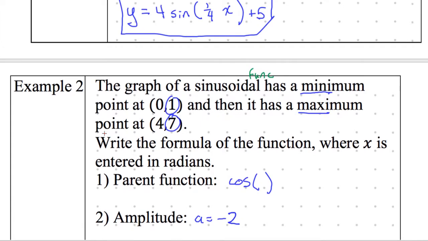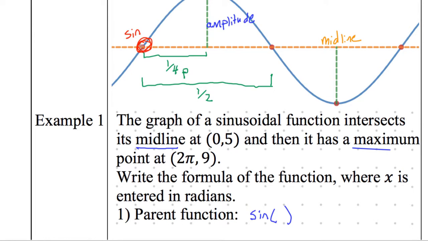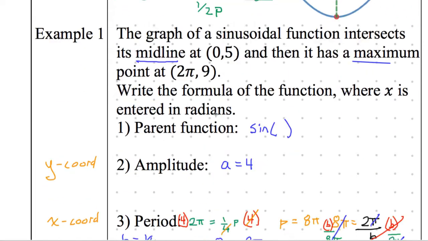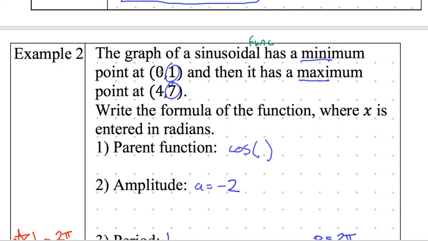Okay, so let's find the period. Again, the period represents how long it takes to repeat the function, to get from this point to this point, but they'll only be giving us midline to an extremum, or midline to midline, or extremum to extremum. So in this case, we're finding this distance right here, which is also 1/2 of the period. We're talking about the x-coordinates here. I went from 0 to 4 to go from a minimum to a maximum, and that's half the period. So if half the period took 4 units, that means the full period should take 8 units.